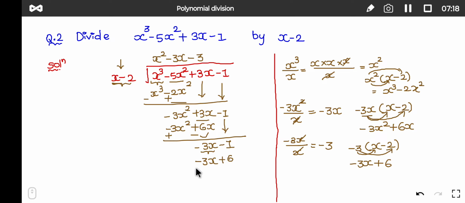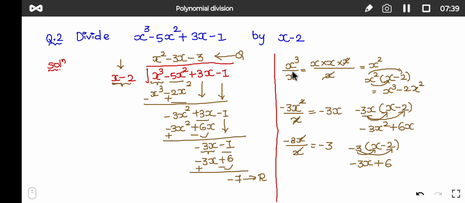Change the sign. So minus become plus, plus become minus. So minus 3x plus 3x will get cancelled. Minus 1 and minus 6. So our answer is minus 7. So this is our remainder. Remainder is minus 7 and quotient is x square minus 3x minus 3.